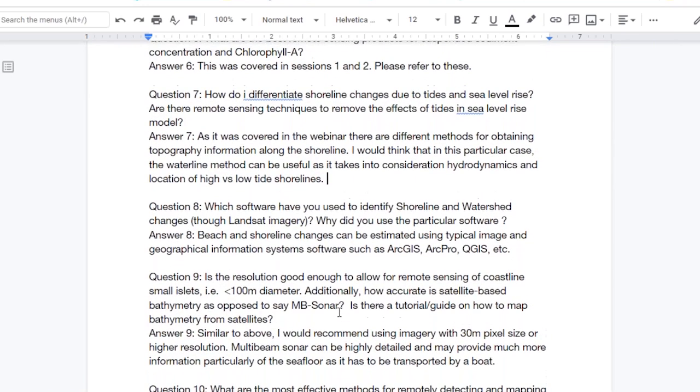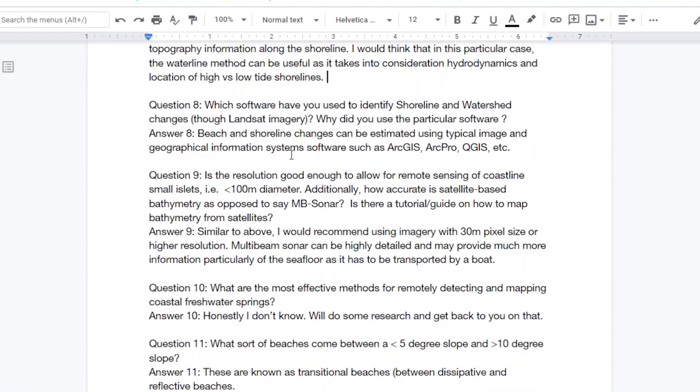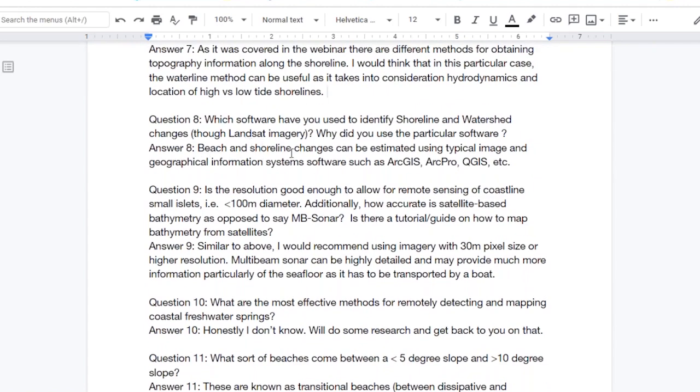Okay, number eight, which software have you used to do shoreline watershed changes with Landsat? And why did you use that particular software? So you can do shoreline or watershed changes with typical, common image analysis and geographic information system software like ArcGIS, ArcGIS Pro, QGIS, probably even Google Earth Engine, I would say, and similar ones. So just the usual image analysis software.